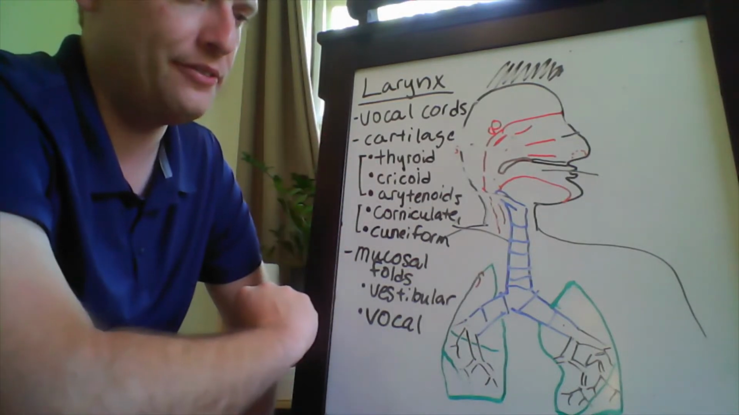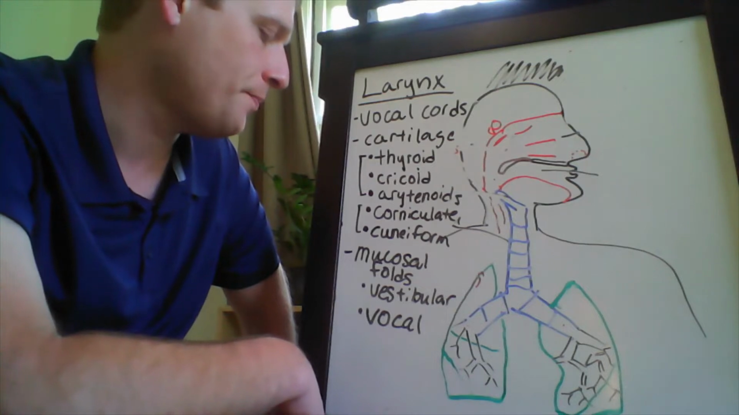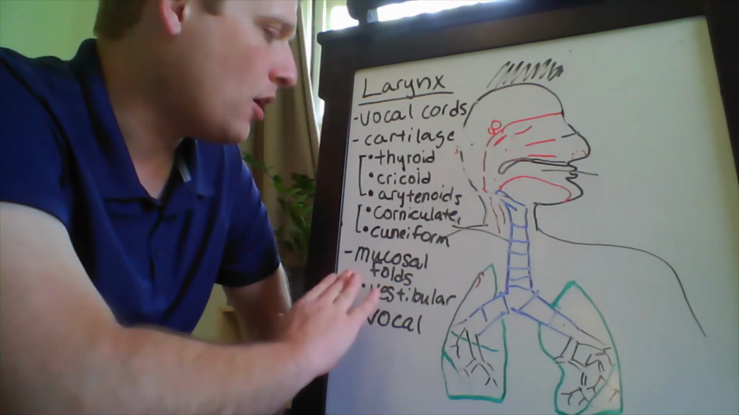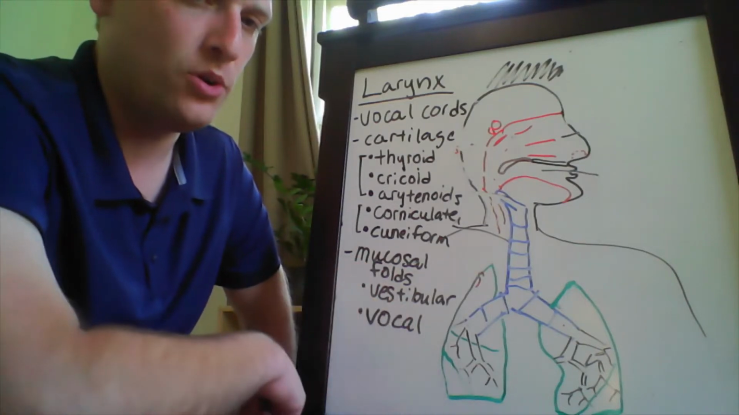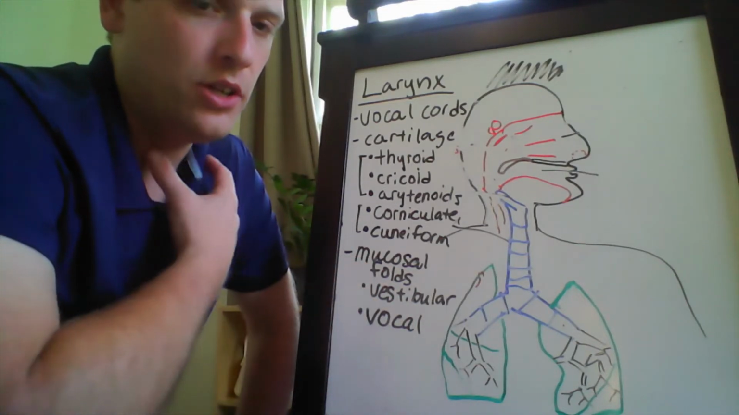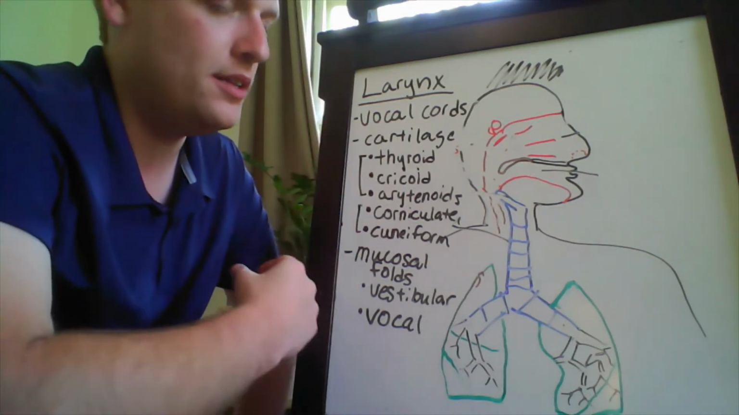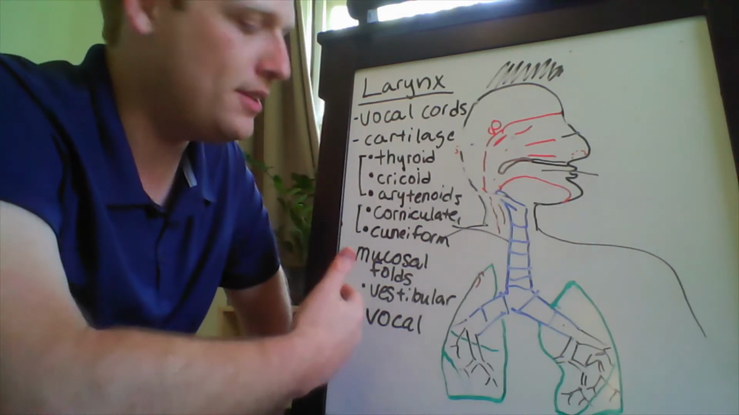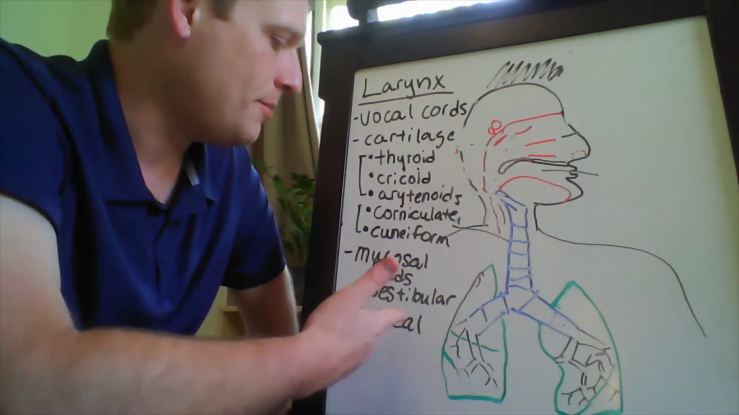So a subtle difference in the types of cartilage that make up those different structures. An important part about the larynx are what are called mucosal folds. If you looked closely inside the larynx, you would see that the epithelia is not smooth, and that's because underlying those mucosal folds are ligaments.